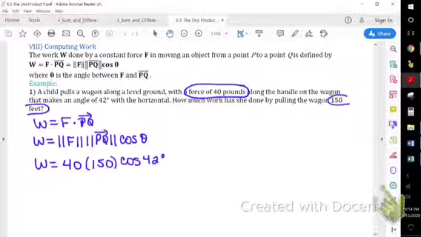Okay, so we can just type this into our calculators and it's going to give us the amount of work she had to do. So 40 times 150 times cosine of 42 degrees, make sure you're in degree mode, and we should get 4,458.87.